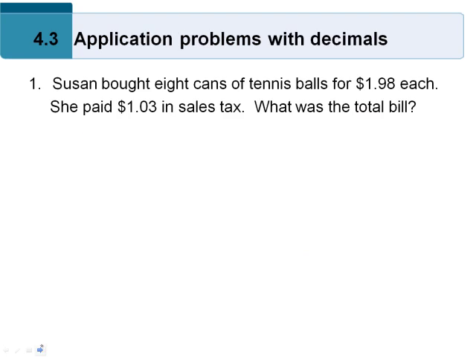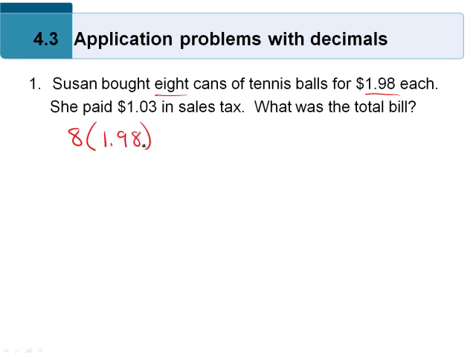So here's some application problems that we're going to look at. Susan bought 8 cans of tennis balls for $1.98 each. She paid $1.03 in sales tax. What was the total bill? Okay, so she bought 8 cans, okay, and each can cost $1.98. So the first thing we have to do is multiply. We need to multiply 8 times $1.98, okay?